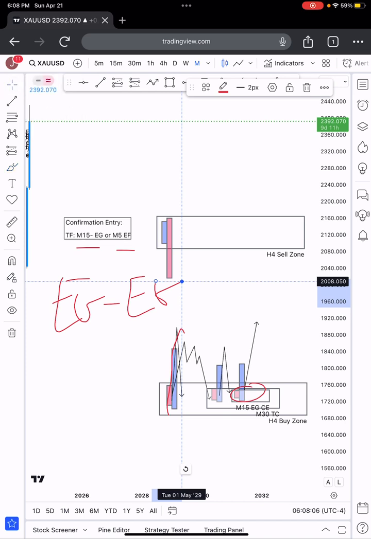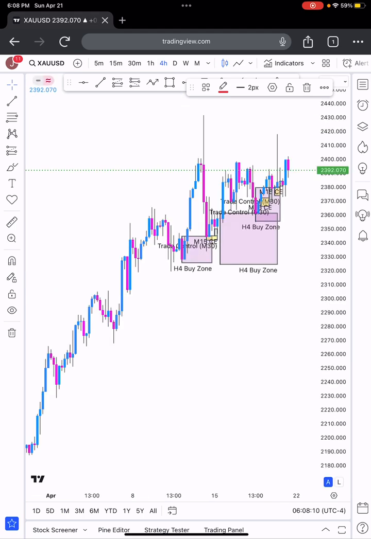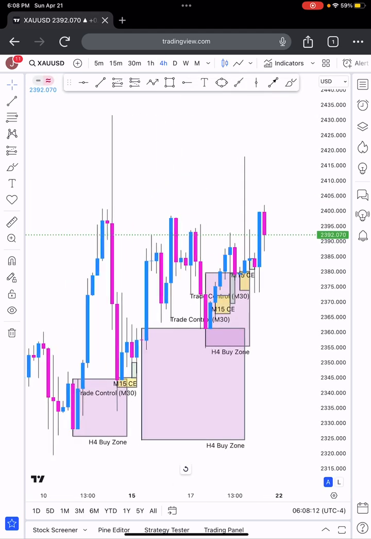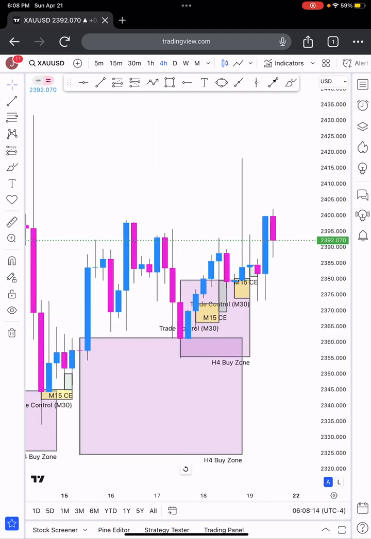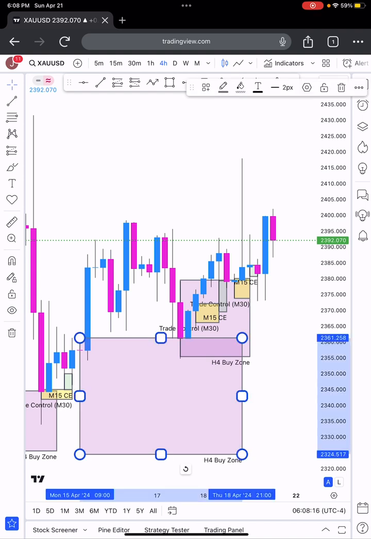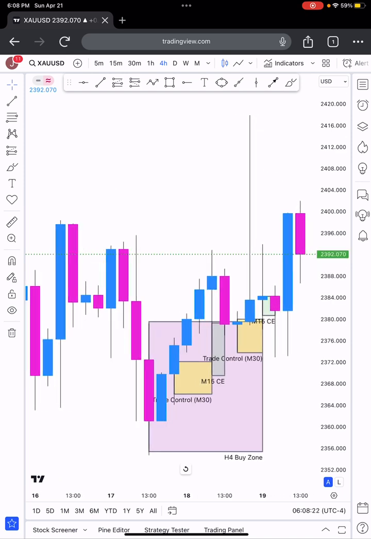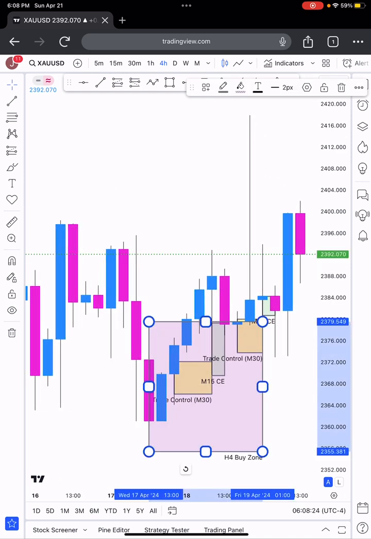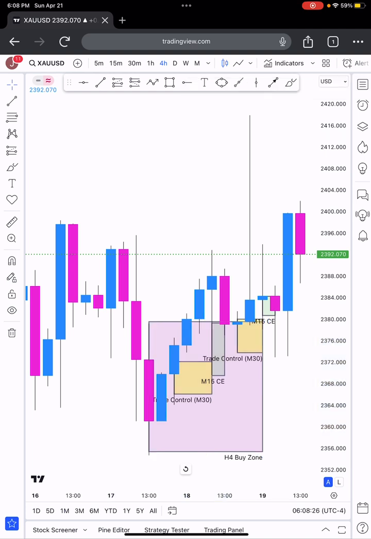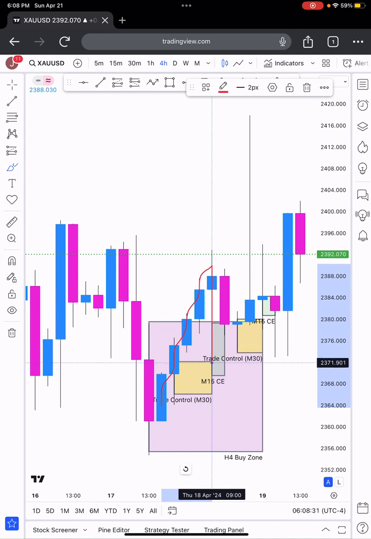So let me give you some examples. Let's go to the 4-hour time frame. I have some examples here I'll show you. Let me just remove this real quick. So this right here, this EG buy zone, right? We wait for price to come back into the zone. So price broke out, came back in.